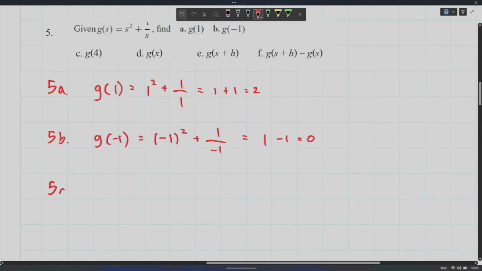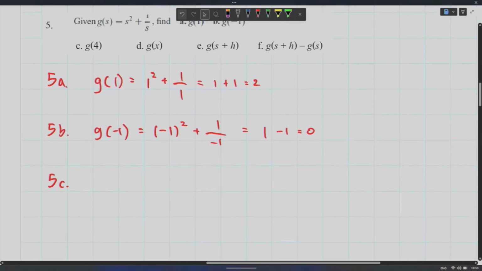Next, 5c. g of 4, which is 4 squared plus 1 over 4. It's 16 plus 1 over 4. Well, we can just leave it there.